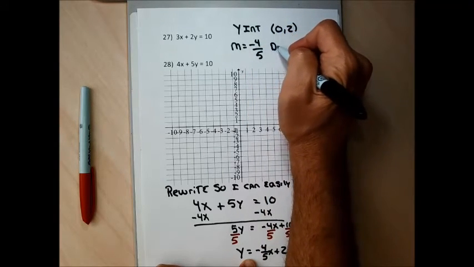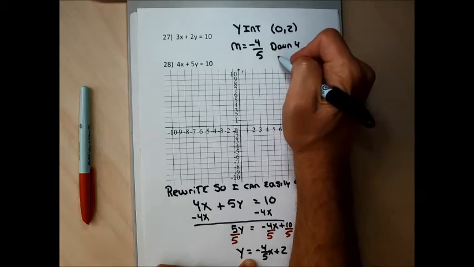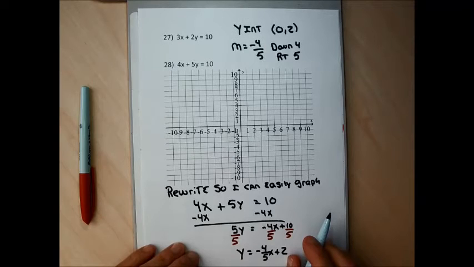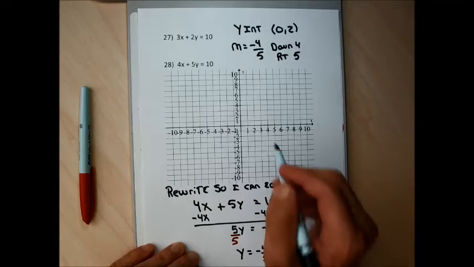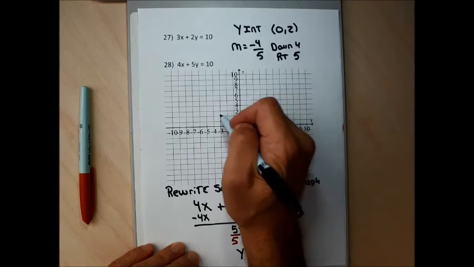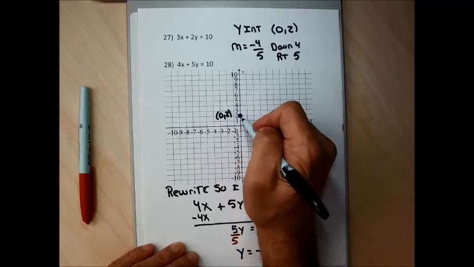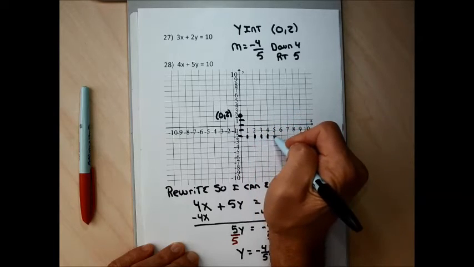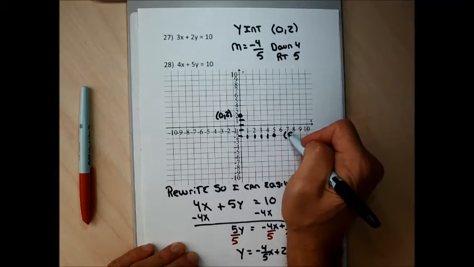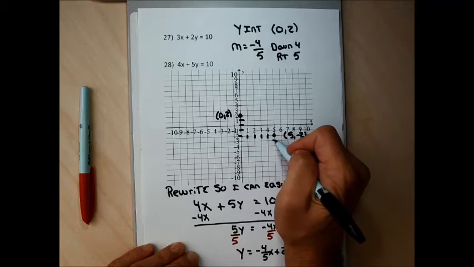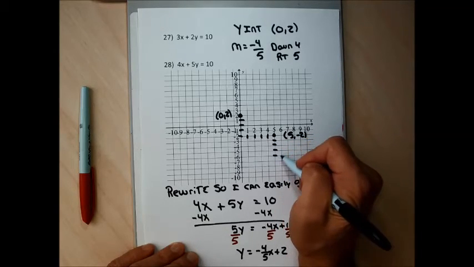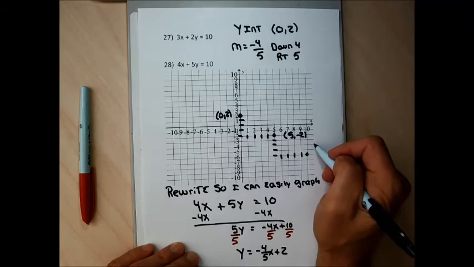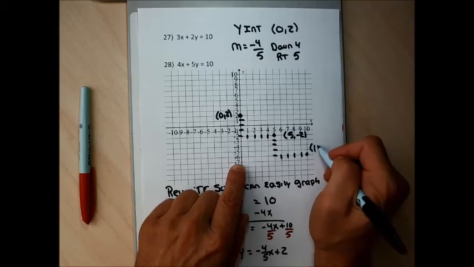That tells me I need to go down 4 because there's a negative 4, and right 5 because the 5 is positive. So I start off, I graph the point (0, 2) and go down 1, 2, 3, 4, right 1, 2, 3, 4, 5. That's the point (5, -2). Down 1, 2, 3, 4, right 1, 2, 3, 4, 5. That's the point (10, -6).